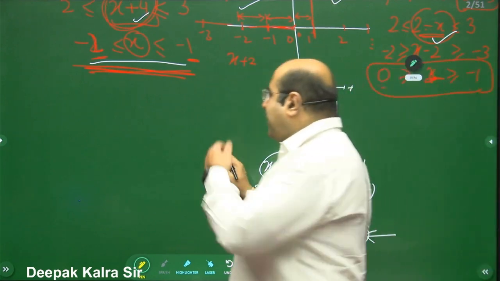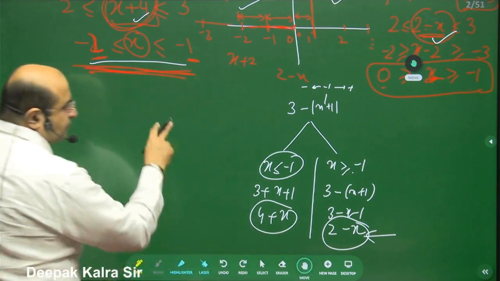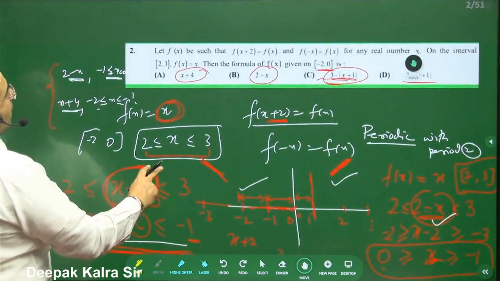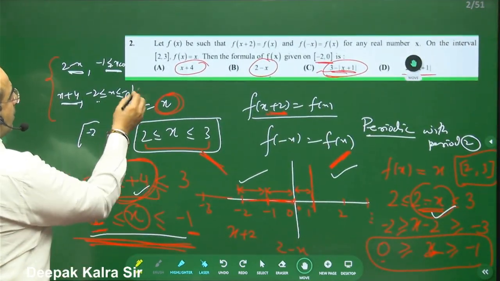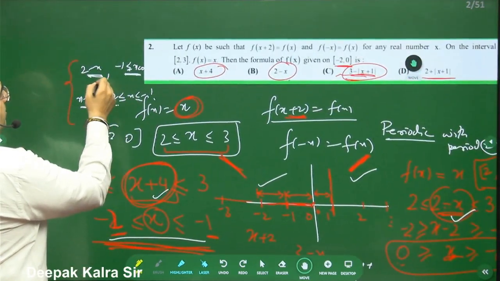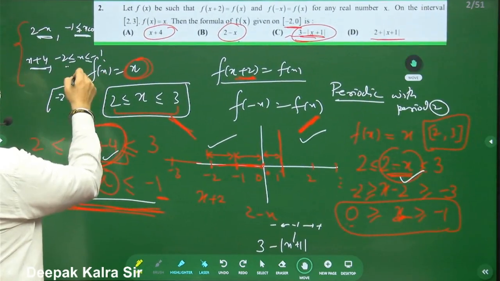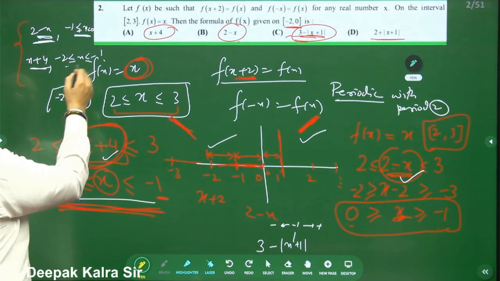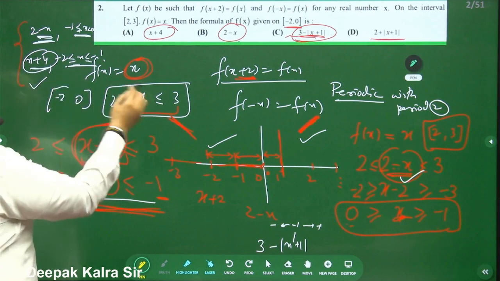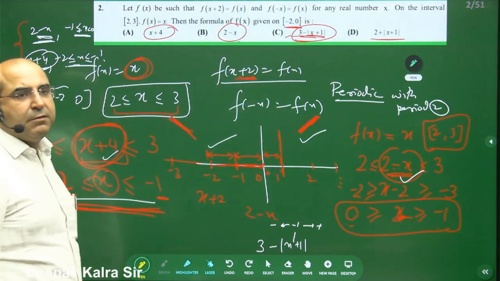What have we made? Let us see back. Above minus 1 it is 2 minus x, which is correct, and below minus 1 it is x plus 4. So it is matching. So my answer would be C.